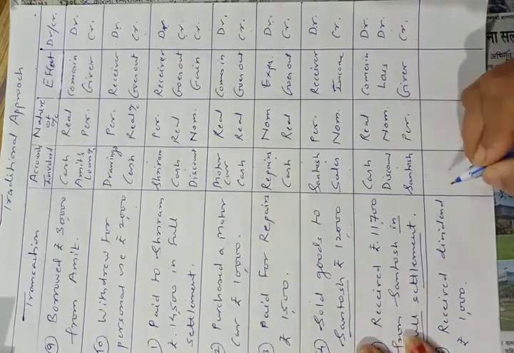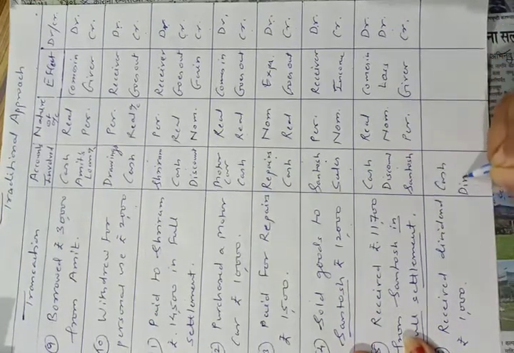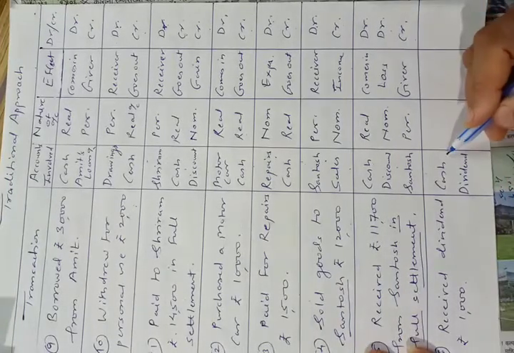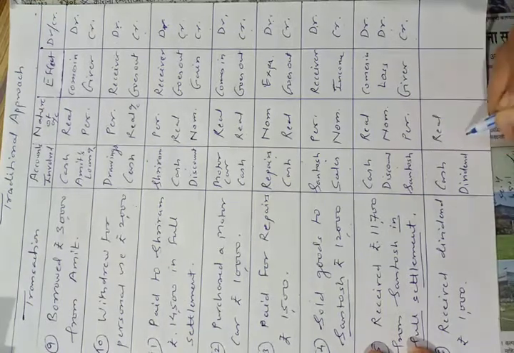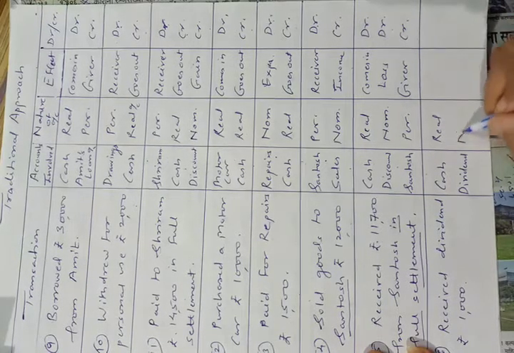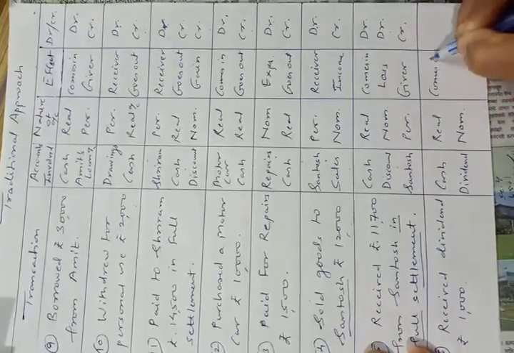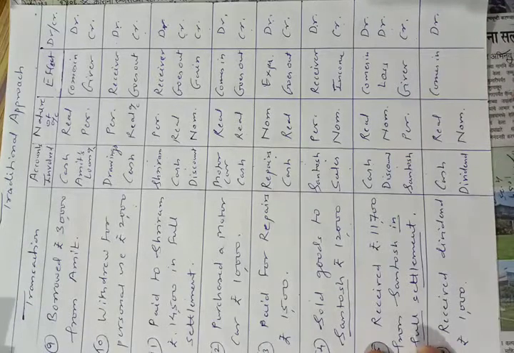Received dividend rupees 1,000. One account will be cash account and other account will be dividend account. Normally here we can consider it as bank account also. Cash is a real account and dividend account, as it is our income, is a nominal account. Cash comes in and the rule says debit what comes in. Dividend. It is our income.